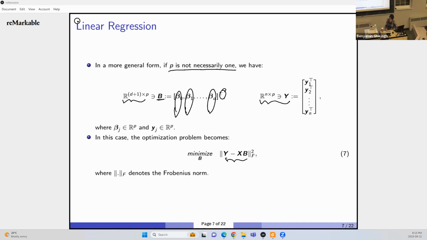Y minus XB. Let's see if the dimensionalities match. B is d plus 1 by p. X is n, am I right? Yes, n by d plus 1. Y is n by p. XB becomes n by p, so they match. I'm comparing an n by p matrix with another n by p matrix, right? But this difference is also a matrix, right?